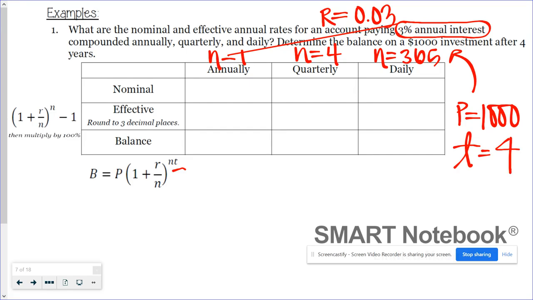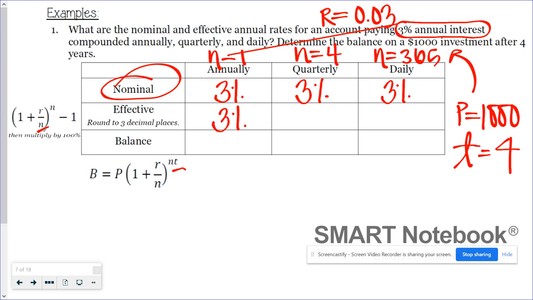Now remember, in all of these problems, the nominal rate is that stated rate. So for all 3 of these columns, our nominal rate will be 3% because it is the stated rate. That won't change. When it comes to that effective rate, the one and only time it will ever be the same as the nominal rate is in the case of annually. Because if you look at this formula over here, N is 1 for annually, so I'm not really changing anything, am I?